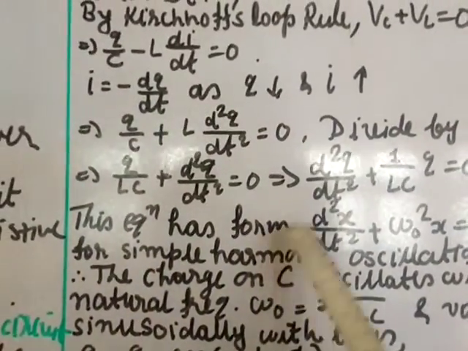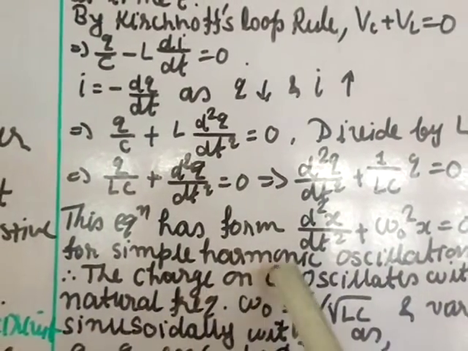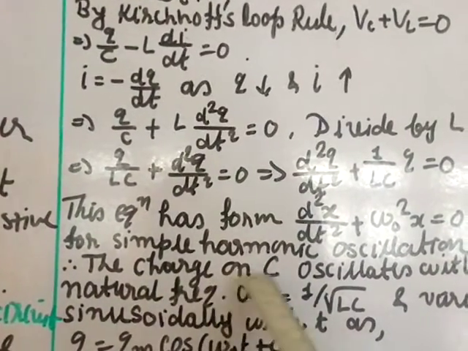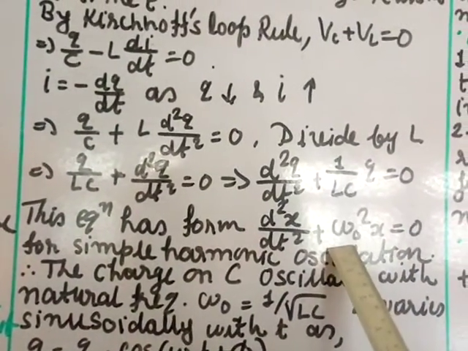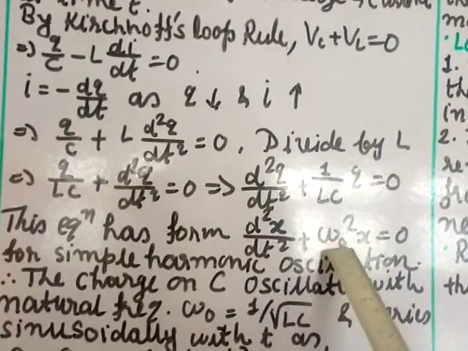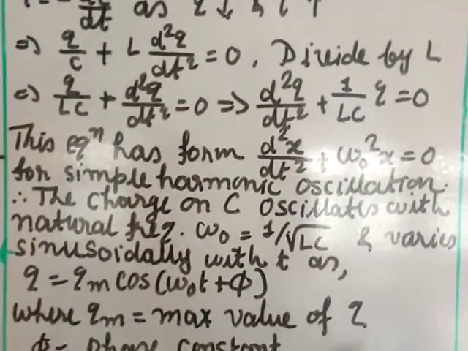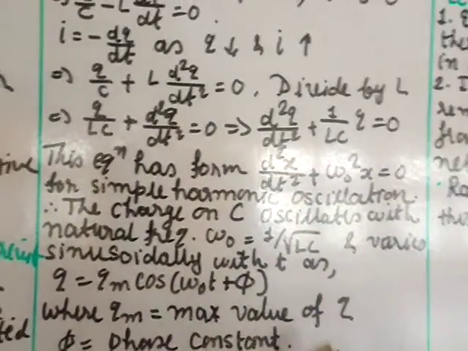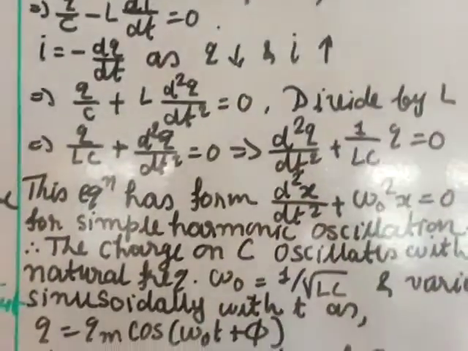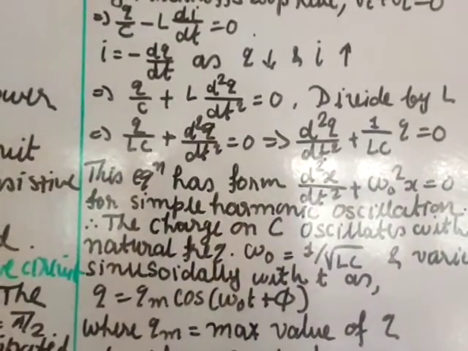This equation has the form d square x by dt square plus omega naught square x equals 0 for simple harmonic oscillation, which we have studied in class 11. Therefore, the charge on the capacitor oscillates with natural frequency. If I compare these two, then omega naught square is equal to 1 by LC. Taking the square root, omega naught is equal to 1 by square root of LC. And this is the resonance frequency we have done in the previous class. It varies sinusoidally with time, as we have studied before, so we are just comparing with simple harmonic oscillation.